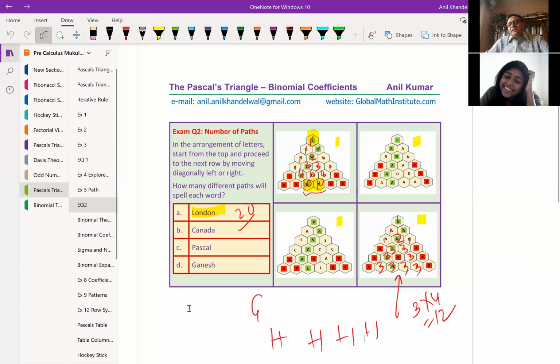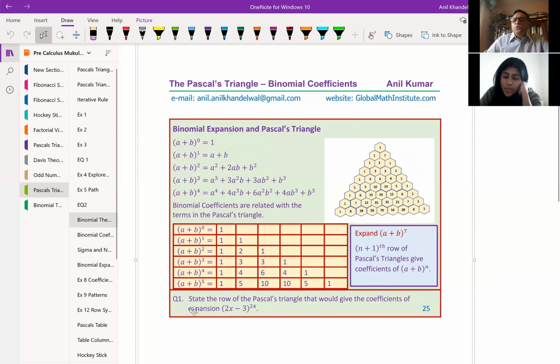Perfect. So that was the part to introduce you to Pascal's triangle, and moving on with applications. The huge application of Pascal's triangle is binomial expansion. That is the major part, and that is the next chapter for you, Amy. Binomial expansion and Pascal's triangle, correct? You know all this, so let's summarize.